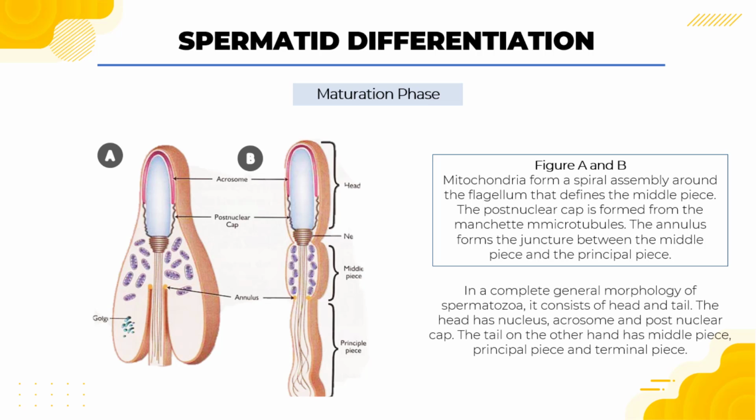In a complete general morphology of spermatozoa, it consists of the head and tail. The head has the nucleus, acrosome, and postnuclear cup. The tail, on the other hand, has the middle piece, principal piece, and terminal piece.